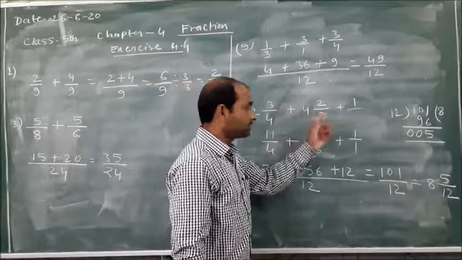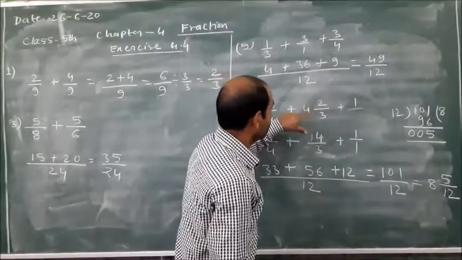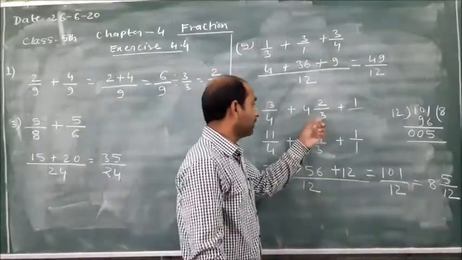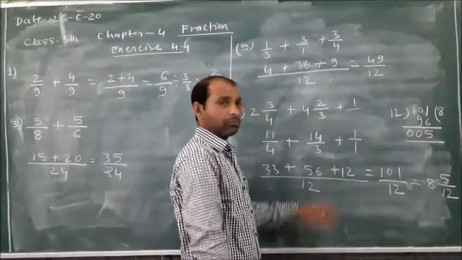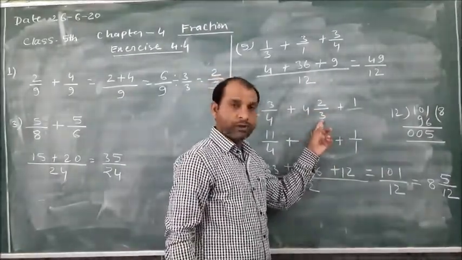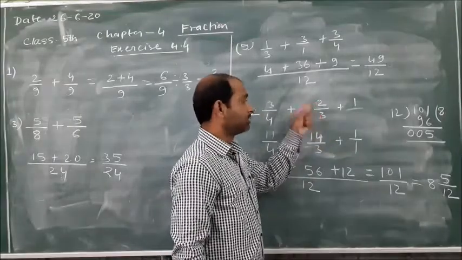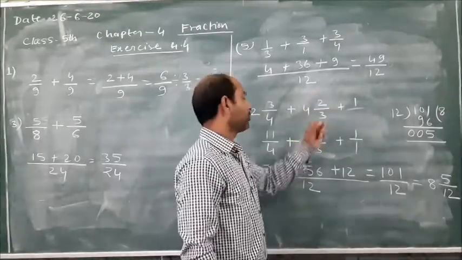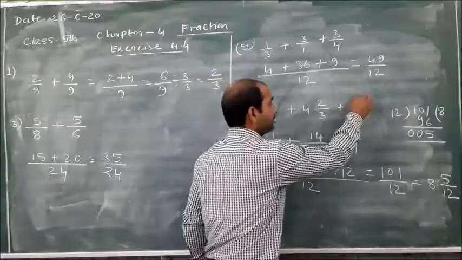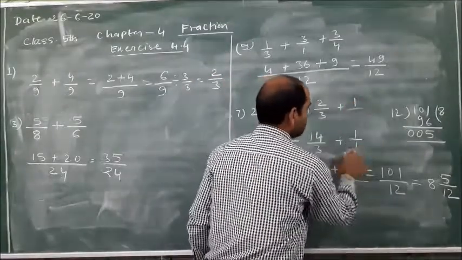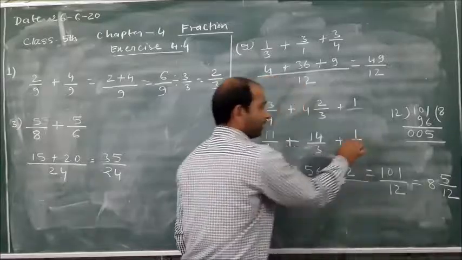Try to understand once again, dear students. We multiply the denominator by the whole number. So 4 multiplied by 3 equals 12. And 12 plus 2 equals 14. 14 upon 3. And here only the numerator, so we write here 1 upon 1.